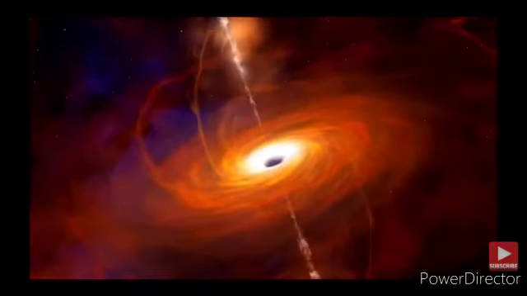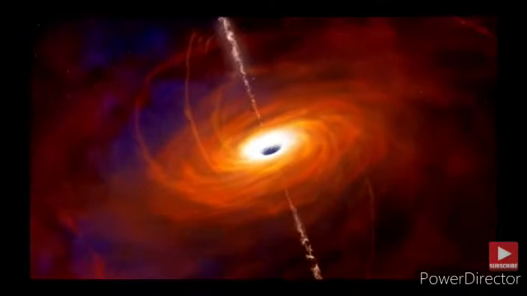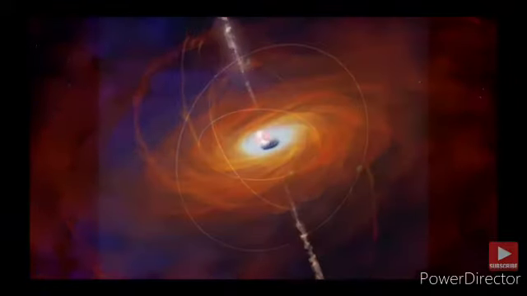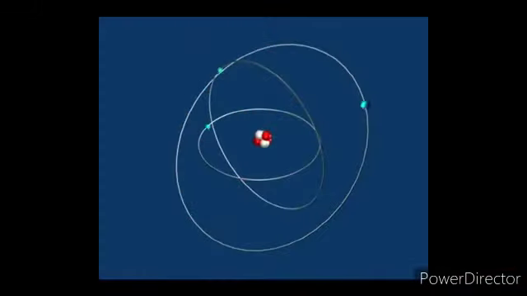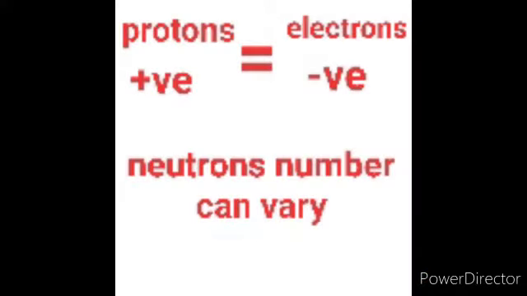But for now, let's jump to the point. Why does the neutron star have only neutrons? Every atom has protons, neutrons and electrons. Also, it has the same number of protons and electrons. The number of neutrons can vary, but the numbers of positive and negative charges are the same, and neutrons, which are neutral, can vary.